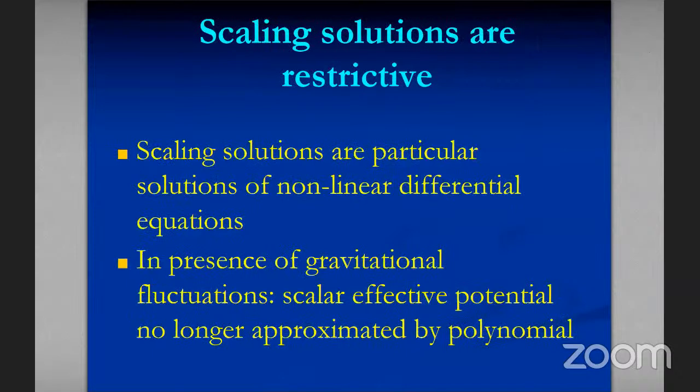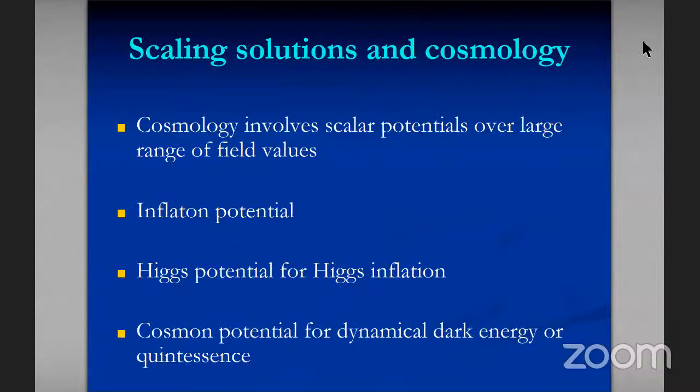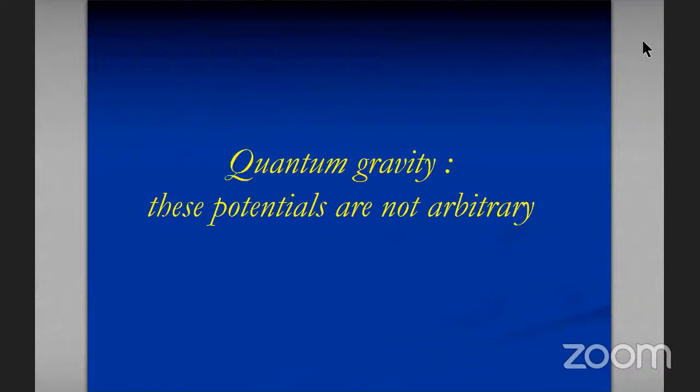Scaling solutions are particular solutions of nonlinear differential equations, and they have particular features that are not so common in perturbation theory. For example, in the presence of gravitational fluctuations, the scalar effective potential is no longer approximated by a polynomial. This is relevant for many cosmological purposes: inflaton, cosmon potential, Higgs potential, and so on. Next slide, quantum gravity. These potentials are not arbitrary. Next slide. They have a very simple form.